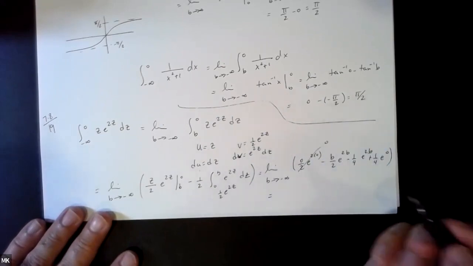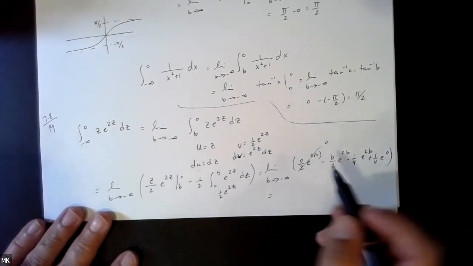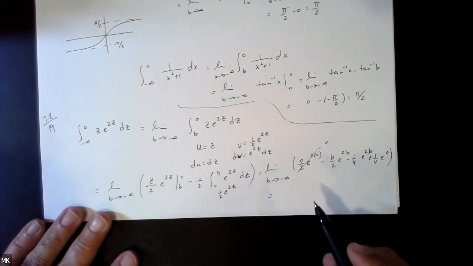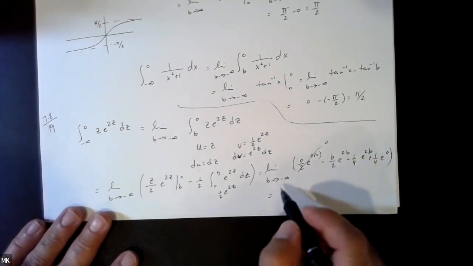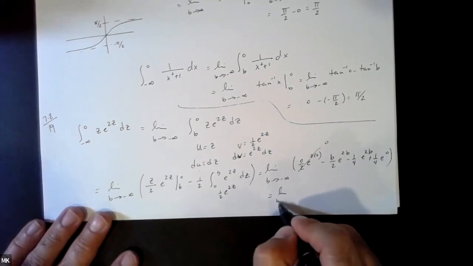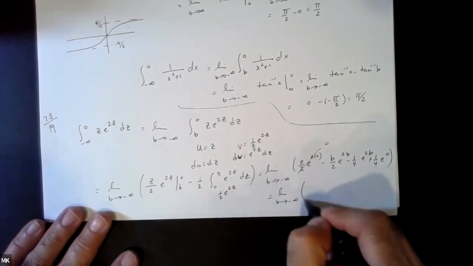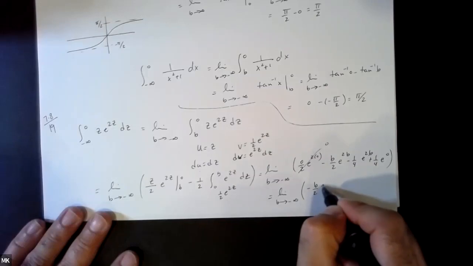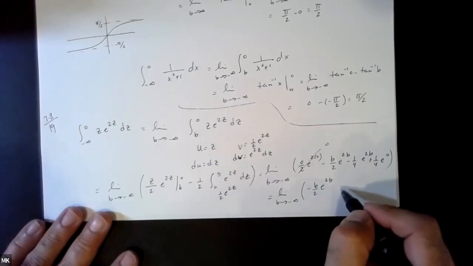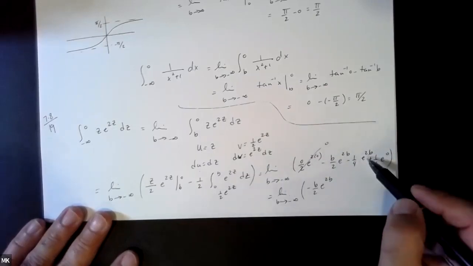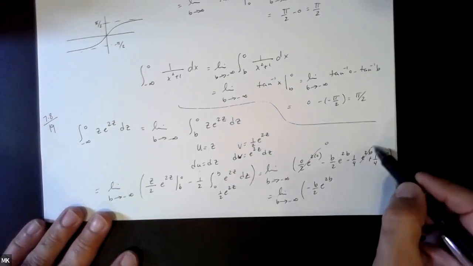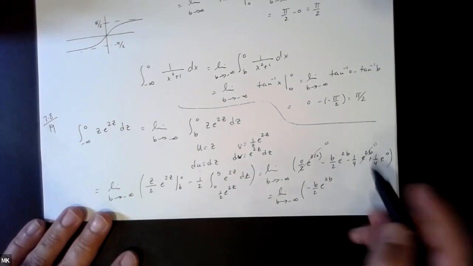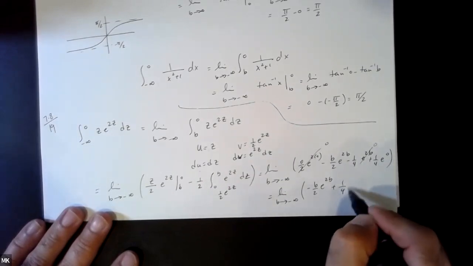So this is 0 regardless of the limit. As b goes to negative infinity, I have a situation here. So actually, let's write it out, and we're going to discuss it in a second. The limit as b goes to negative infinity of negative b over 2 e to the 2b. As b goes to negative infinity, 2b goes to negative infinity. E to a negative infinite power goes to 0. So that part is gone. And the last part is just going to give you 1/4.